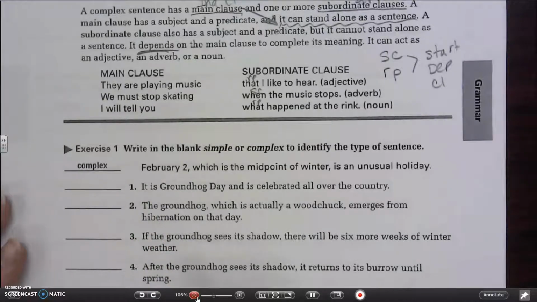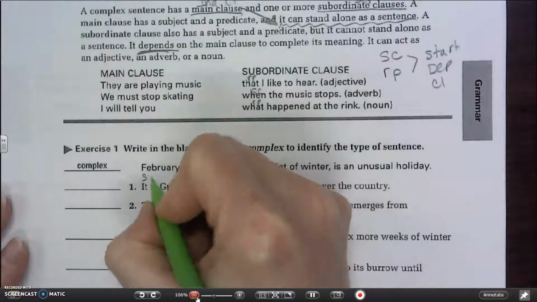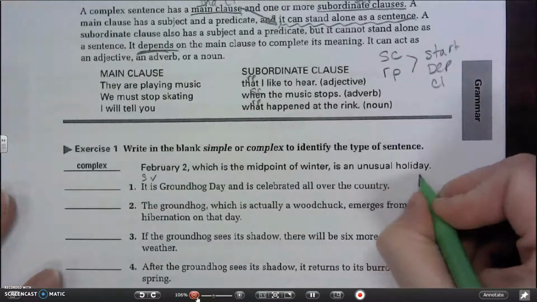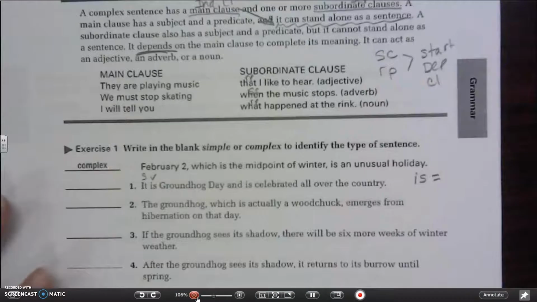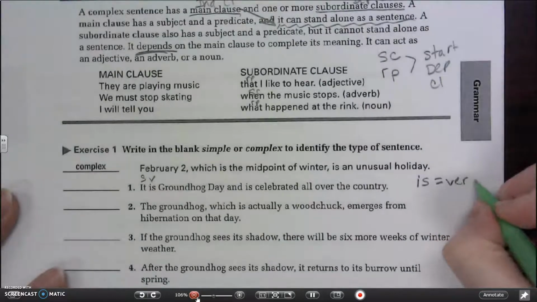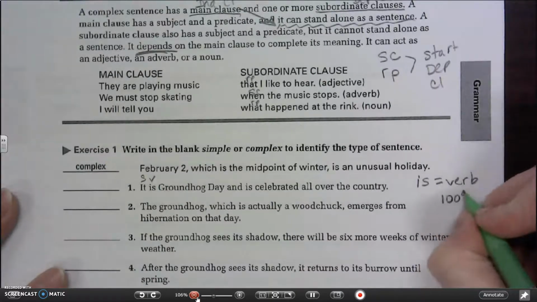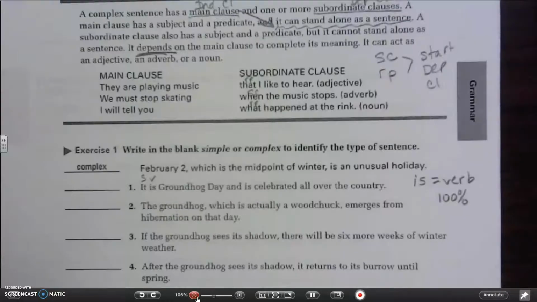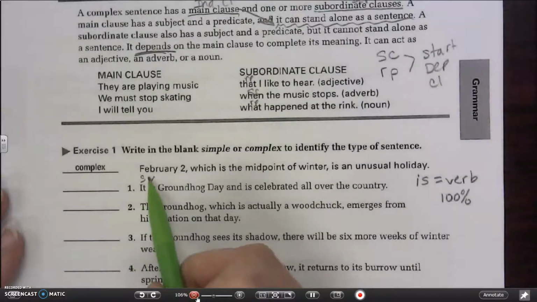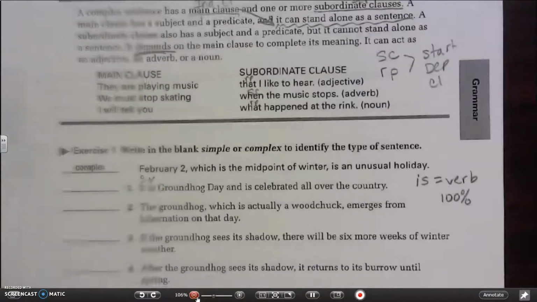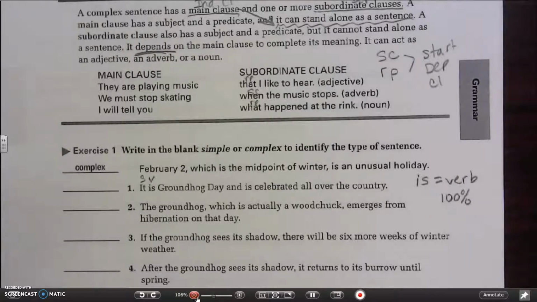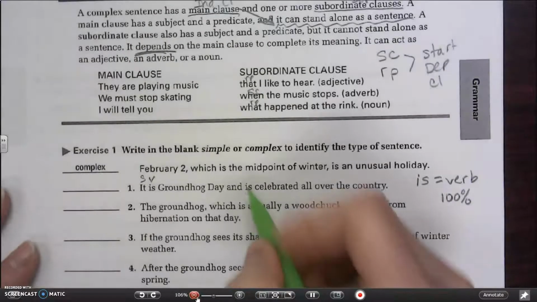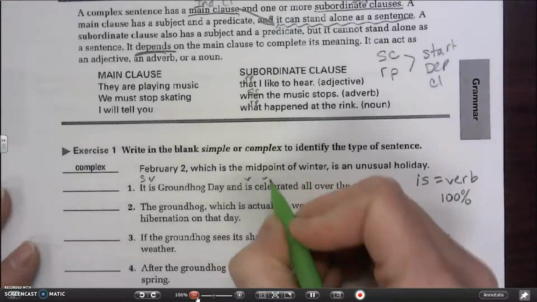So, it is Groundhog Day and is celebrated all over the country. So it is going to be a subject. Is, take note of this. This is very, very important to remember, that whenever you see is, it's going to be a verb 100% of the time. It's either going to be a linking verb, like it is here when it's by itself, or it's going to be a helping verb when it's attached to an action, like it is over here. Is celebrated. So we've got another verb.